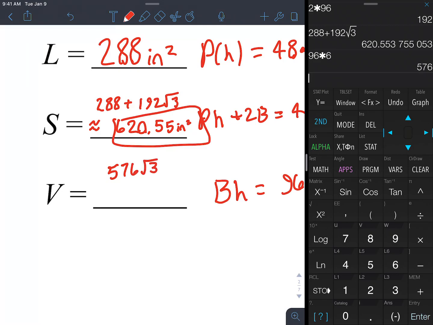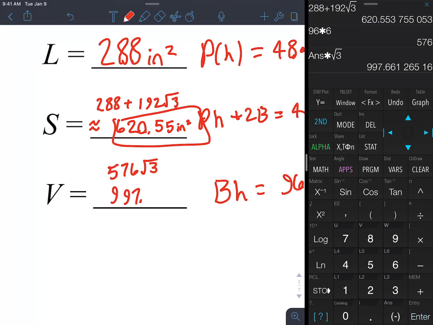Or if you want to use the decimal approximation, you can just times that by square root of 3. And that's 997.66. And then we would put inches cubed. And that would probably be good for your answer.